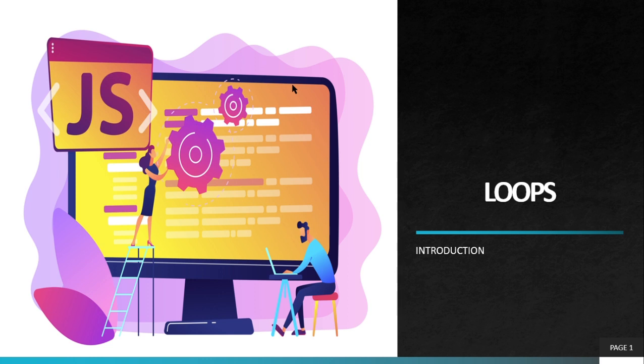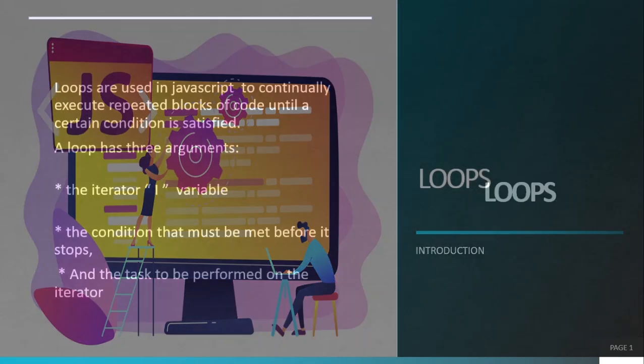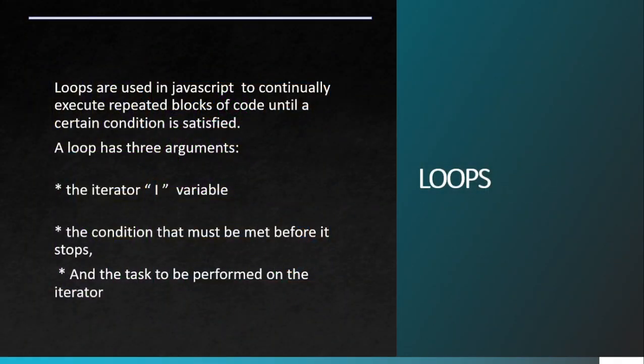So let's get into loops. Now, what are loops? In JavaScript, developers use loops to continually execute repeated blocks of code until a certain condition is met.